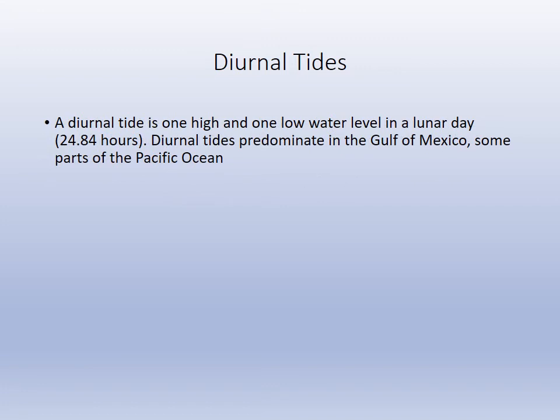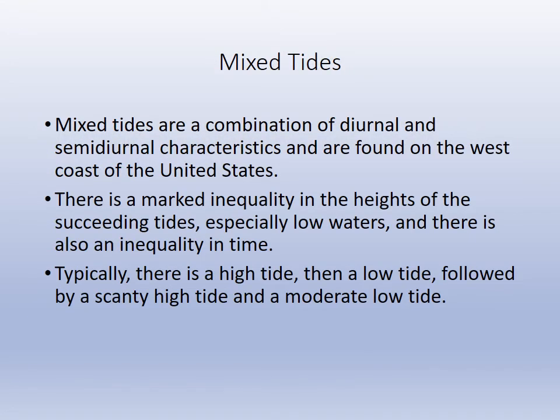Our diurnal tides are one high and one low every 24 hours and 50 minutes. And the mixed tides are a combination. We have a mixed, predominantly semi-diurnal tide here on the Gulf Coast of Florida.